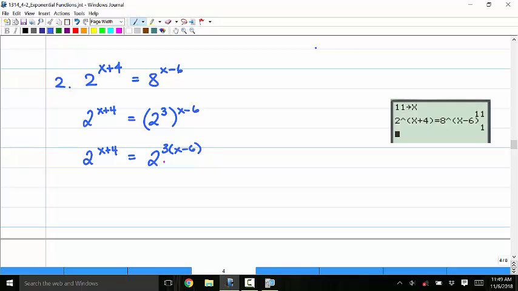I have the same base on both sides. I just cover them up. I go like that. So I have x plus 4 equals, is it okay if I distribute that now? Equals 3x minus 18.